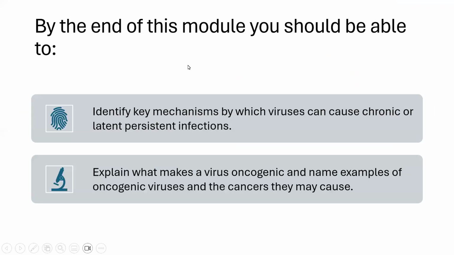By the end of this module, you should be able to identify the key mechanisms by which viruses can cause chronic or latent persistent infections, and explain what makes a virus oncogenic, and name examples of oncogenic viruses and the cancers they may cause.